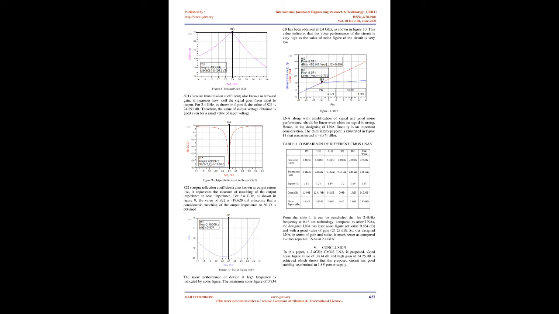So, our designed LNA, in terms of gain and noise, is much better as compared to other reported LNAs at 2.4 GHz. Conclusion. In this paper, a 2.4 GHz CMOS LNA is proposed. Good noise figure value of 0.834 dB and high gain of 24.25 dB is achieved, which shows that the proposed circuit has good stability, as obtained at 1.8 V power supply.